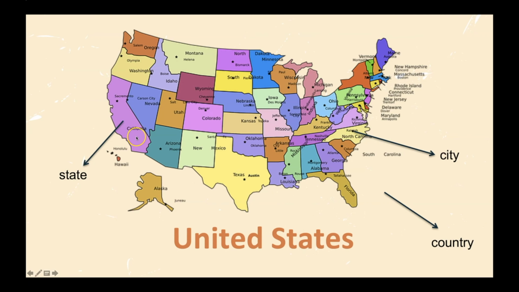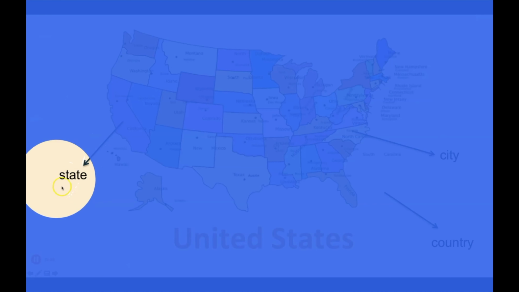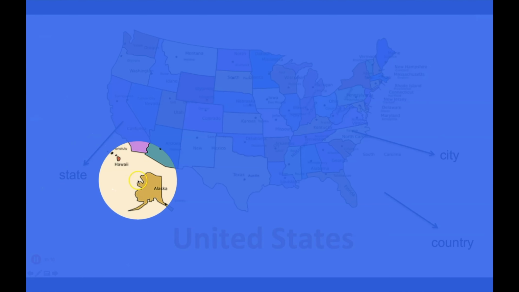Okay? So for example, here we have California, we have Kansas, Montana, Texas, Florida, Virginia, Washington, but not to be confused with Washington, D.C., which is a district. It's the capital of the United States. So we have states, and we have 50 states.